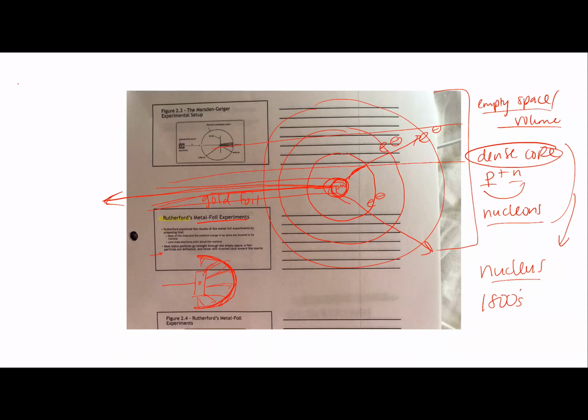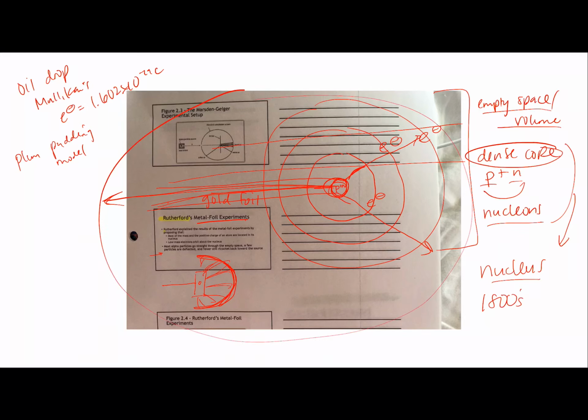You might see Millikan's oil drop experiment, where he discovered the charge of the electron, the actual value of it. And there is the plum pudding model. So there's lots of different experiments that you will have maybe learned about before, but this is one of the most significant because it tells us the actual arrangement of an atom. At least it gives us a theory, because we don't actually know it. This is all theorized.